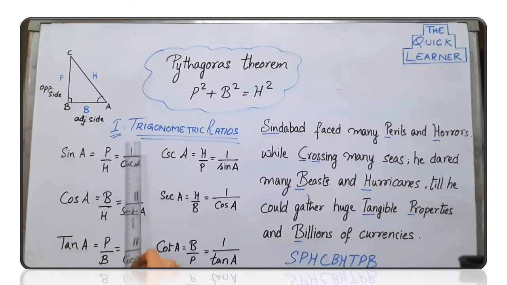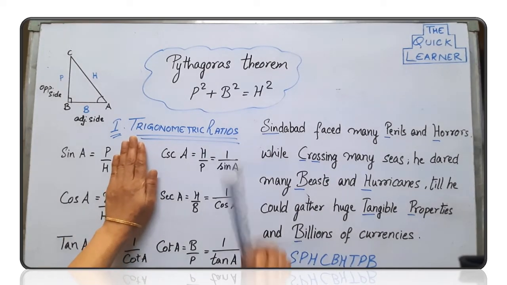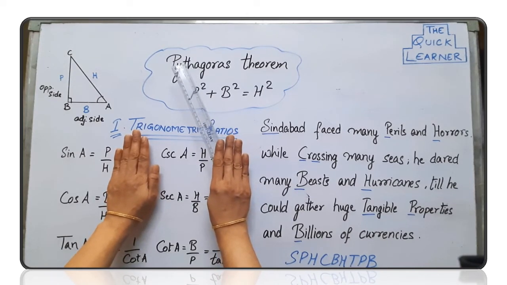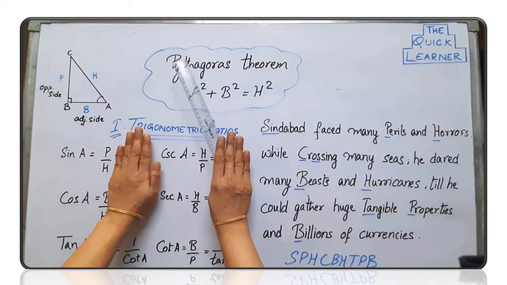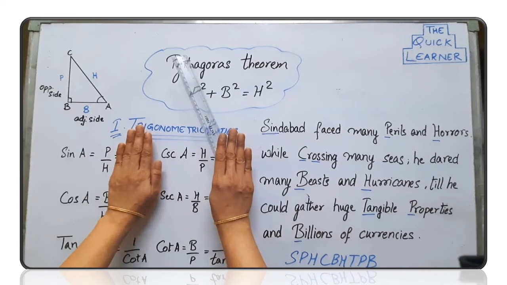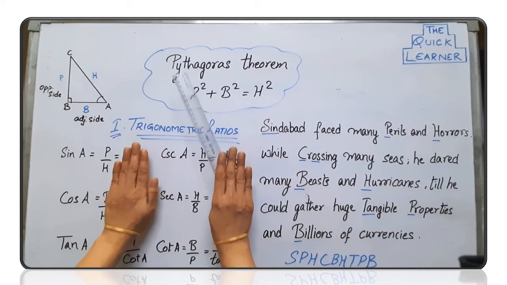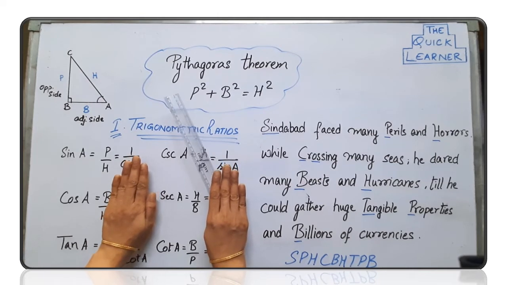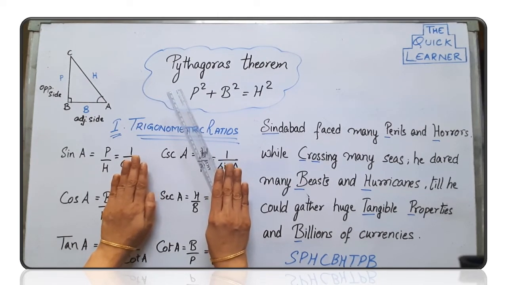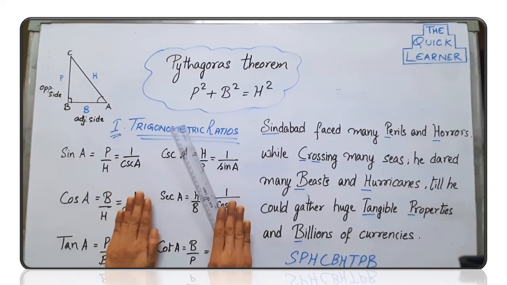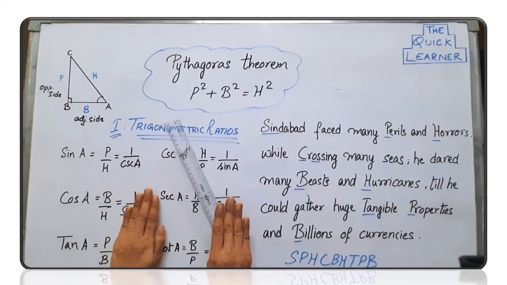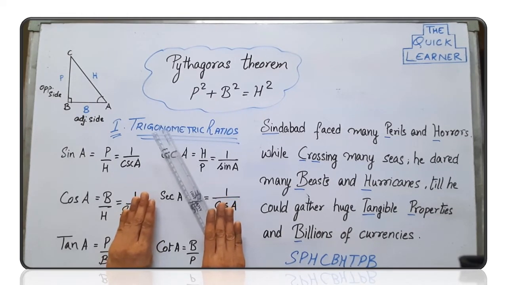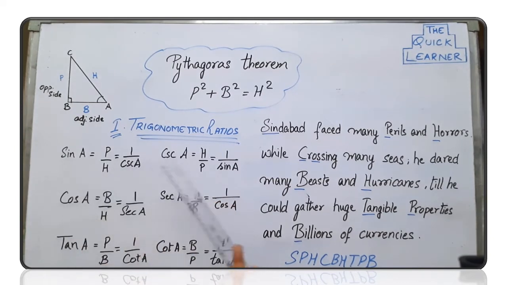of these values. If you see, if I am covering this section, sin A is perpendicular by hypotenuse and cosecant A is hypotenuse by perpendicular, right? So they are reciprocal of each other. Similar is the case with cos and secant. Now cos is base upon hypotenuse, secant A is hypotenuse by base. Tan A is perpendicular by base and cot A is base by perpendicular. So they are actually the reciprocal of each other.